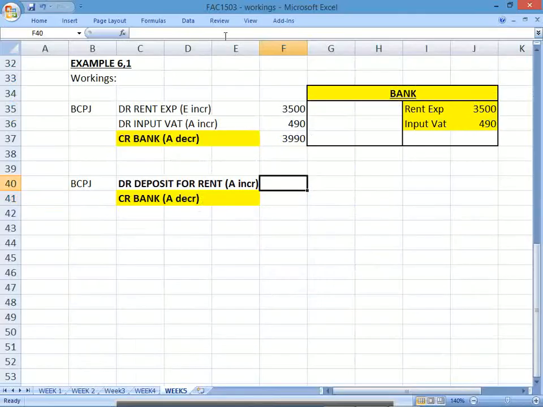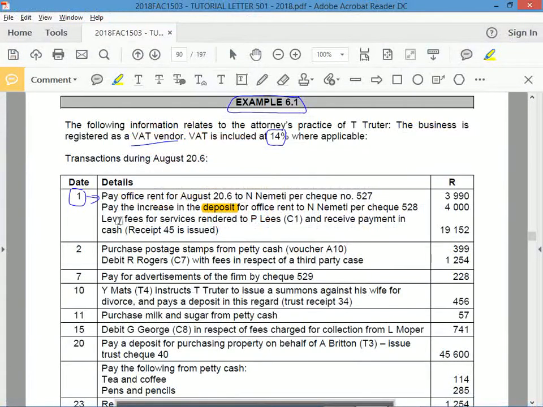That was 4,000. Levy fees for services rendered to P and received payments. Keyword, fees. Services rendered, even if you want to, that's also fine. And P, lease. So what are they to you? Your customer, your client. Your debtor, if this was on credit. Was this on credit? They said you received payment.